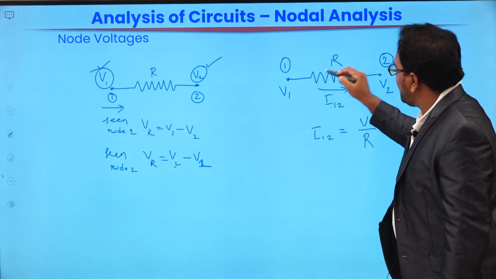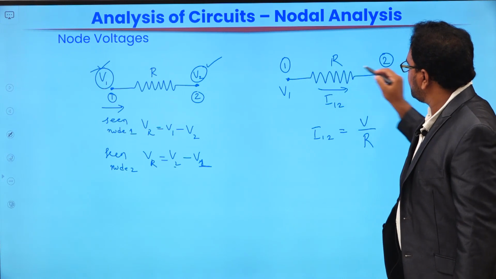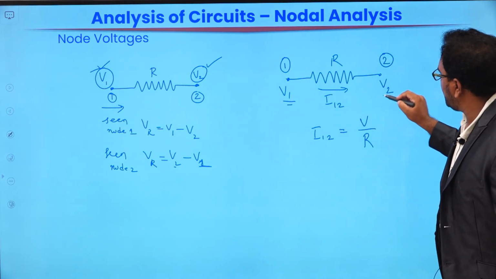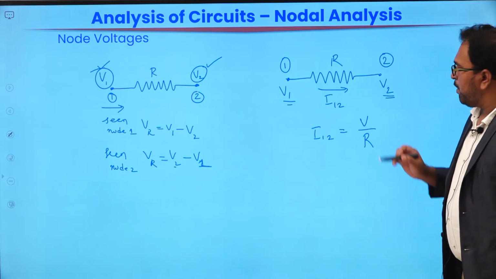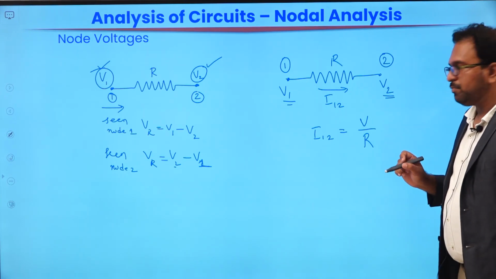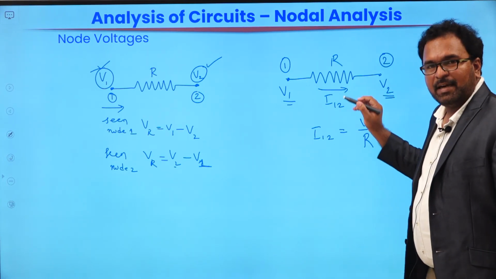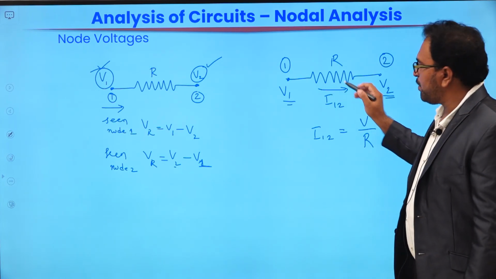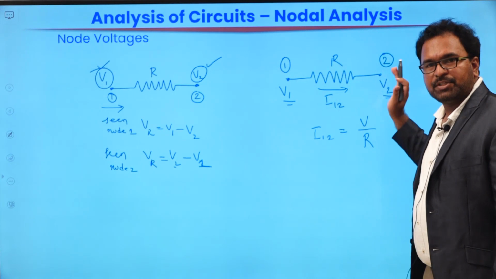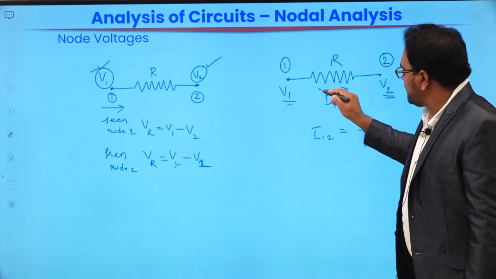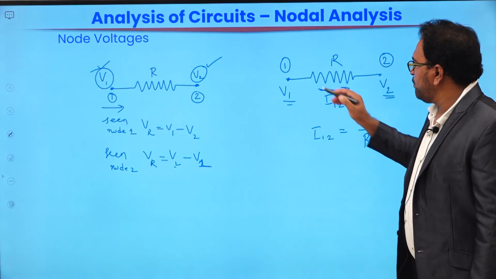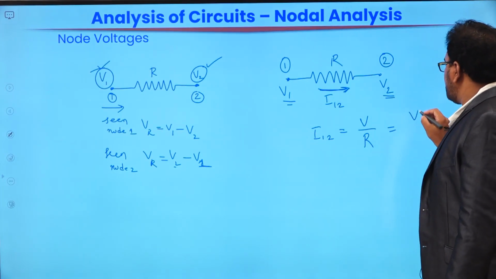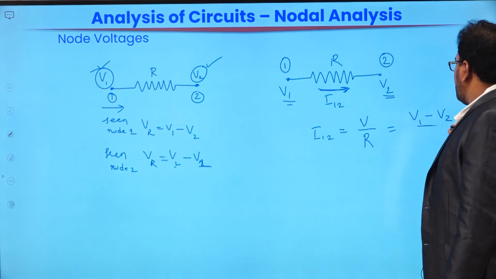That resistor is connected between two nodes. Node 1 has a voltage of V1, and node 2 has a voltage of V2. But what is the resultant voltage now? See the current direction. The current direction will give the resultant voltage. The current always flows from higher potential to lower potential. Since the direction is given from node 1 to node 2, obviously V1 is at the higher value. That's why the resultant current is (V1 minus V2) by R.